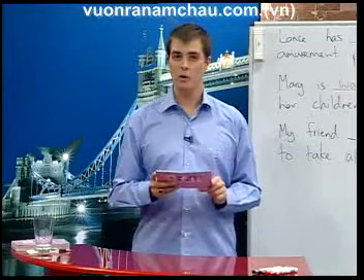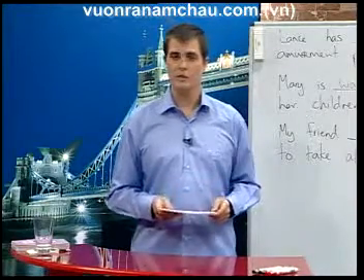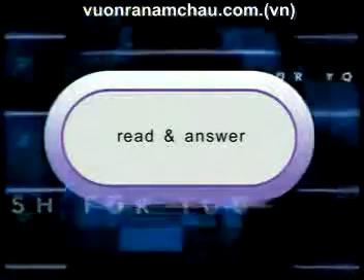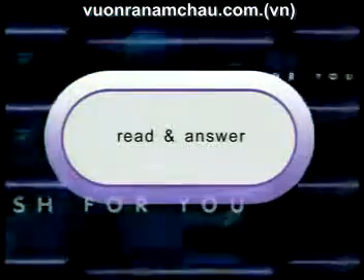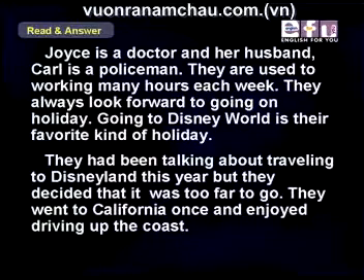Now, read the following story and then answer the questions. Read and answer. Joyce is a doctor and her husband Carl is a policeman. They are used to working many hours each week. They always look forward to going on holiday. Going to Disney World is their favourite kind of holiday. They had been talking about travelling to Disneyland this year, but they decided that it was too far to go. They went to California once and enjoyed driving up the coast.